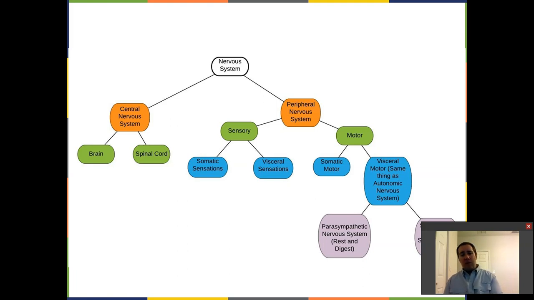But the visceral motor system, or the autonomic nervous system, also abbreviated the ANS, has two subparts of its own: the parasympathetic nervous system and the sympathetic nervous system. The sympathetic nervous system is the fight or flight mechanism, which I'm sure you've heard of, even if you didn't realize what exactly it was. The parasympathetic nervous system is the opposite of that. We call that rest and digest. I'm just going to leave it at that for now. We'll talk a lot more about the autonomic nervous system in two weeks.